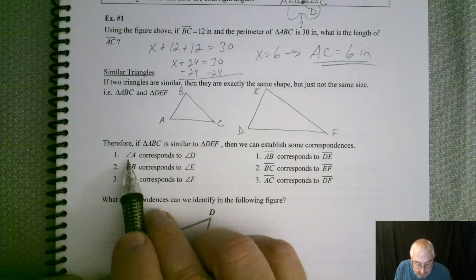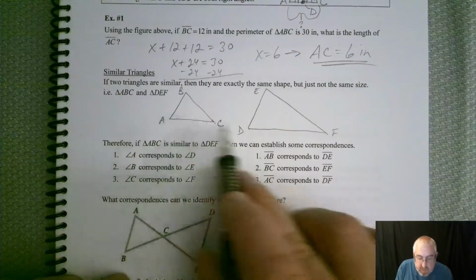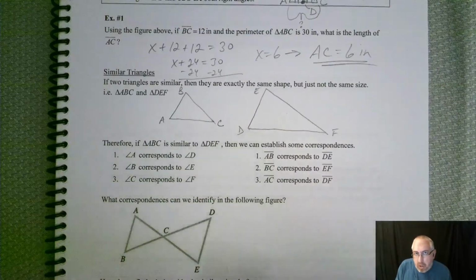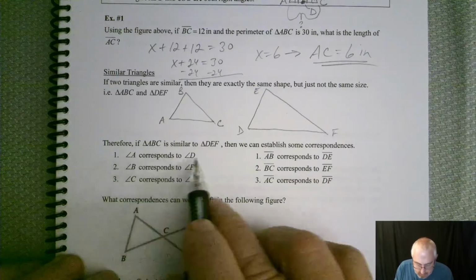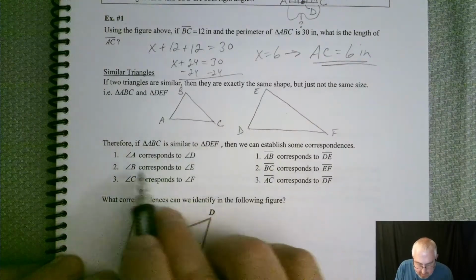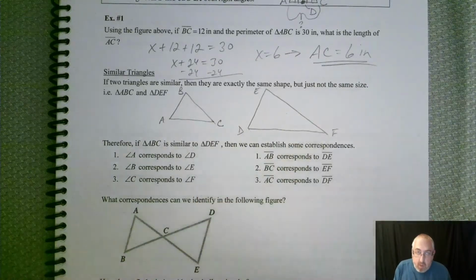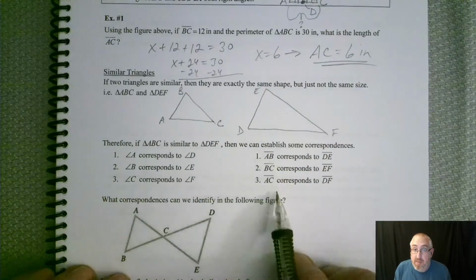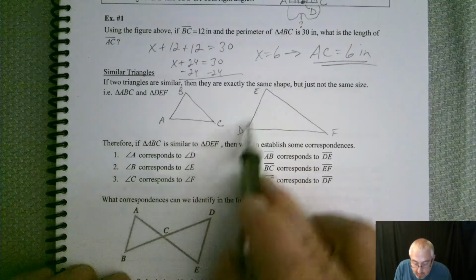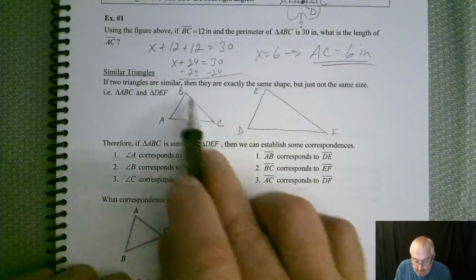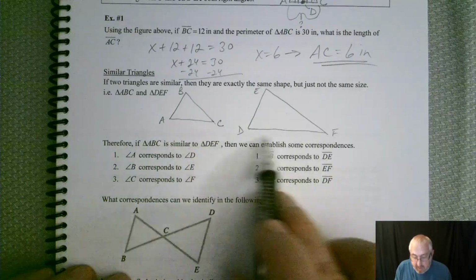Angle A would correspond to angle D. So we can see that those two are supposed to be looking similar. We're going to get more specific terms in a second, but just bear with me. So those two are related. B is related to E, and C is related to F. Likewise, we can do the same sort of analogy with the sides. So AB is related to DE, BC is related to EF, and AC is related to DF.